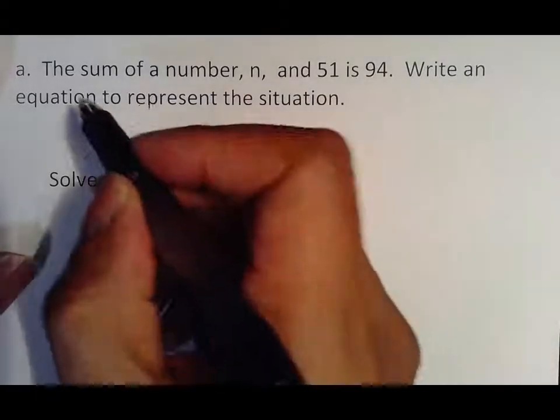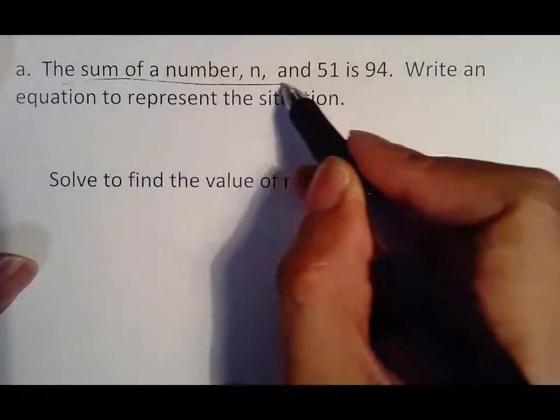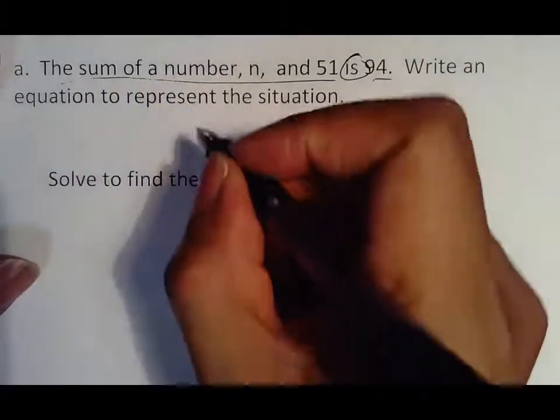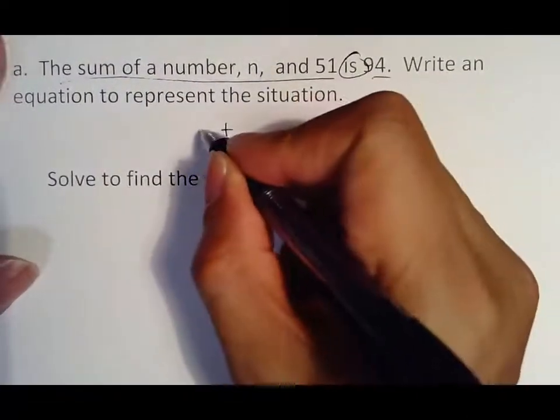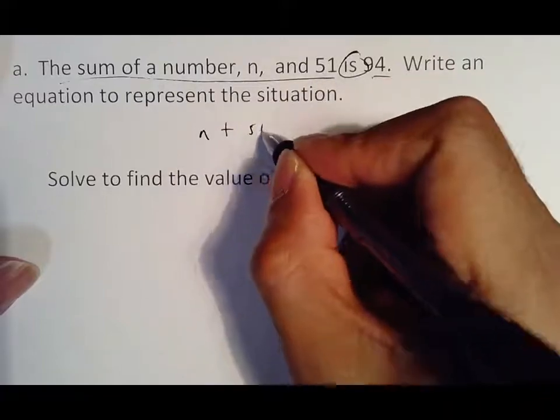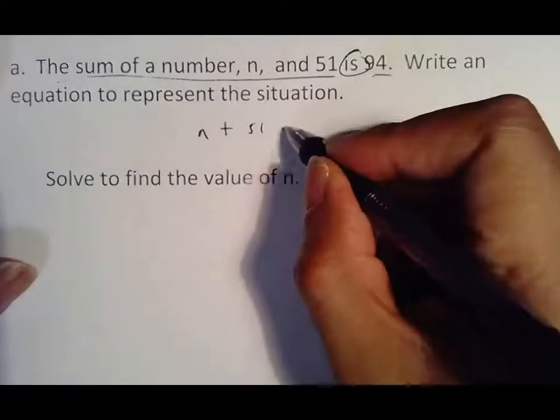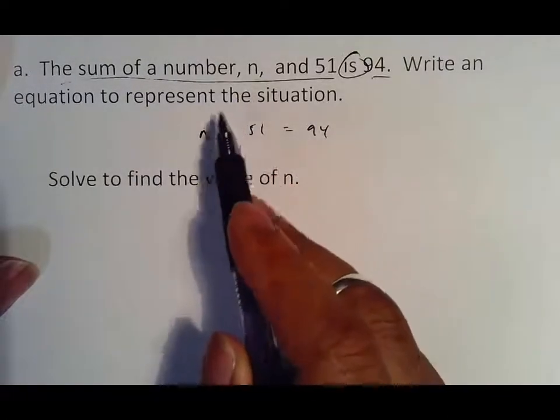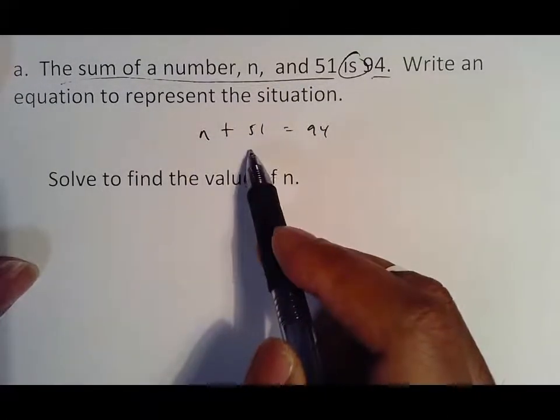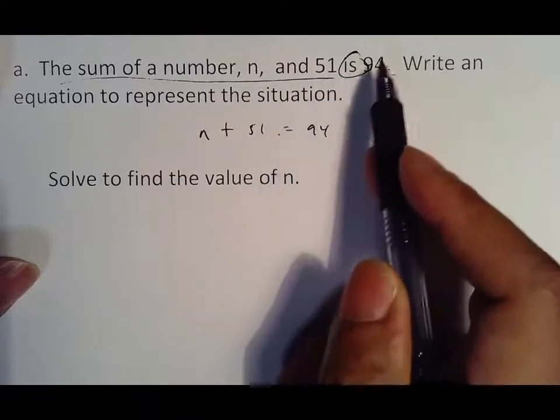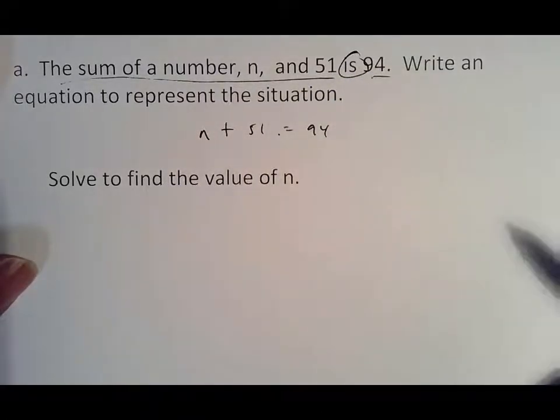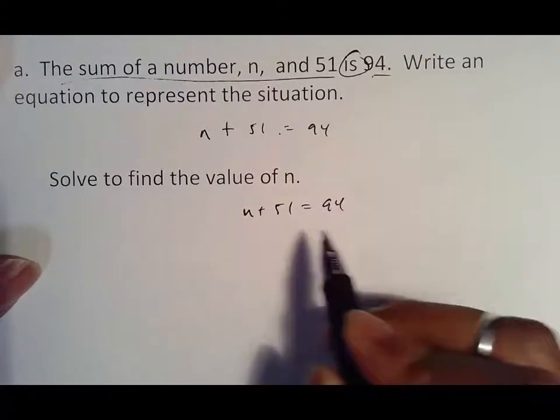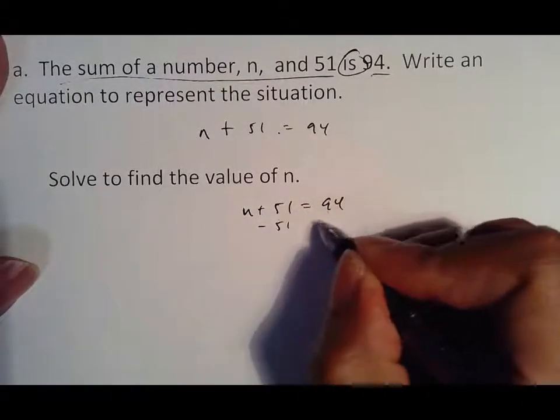So if you read this, the sum of a number n and 51 is 94. First off, sum means add. n and 51 is 94. That's all you do. n was first, so you leave n first. 51 was second, you put that second. Is means equals, write your 94. There's your equation. Now you solve to find the value of n. This is n plus 51, so you're going to subtract 51.